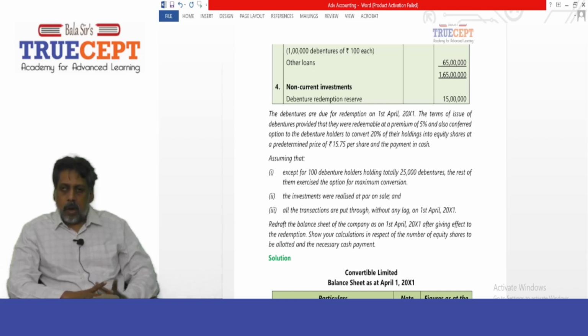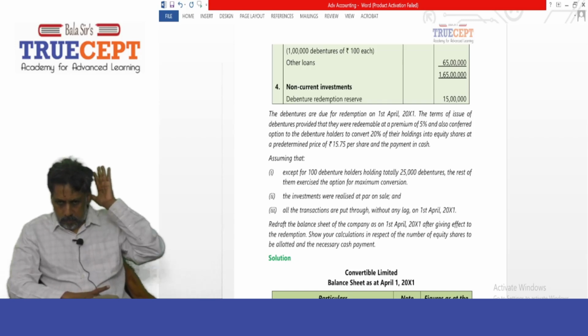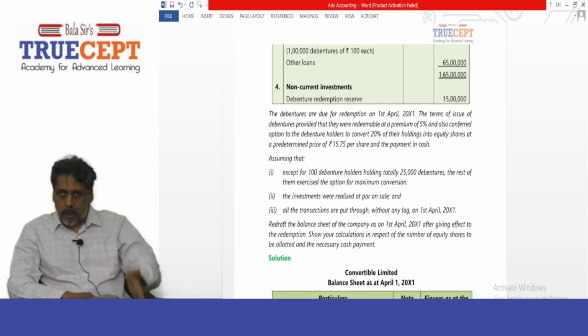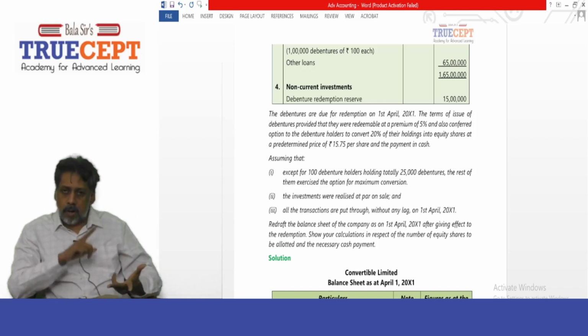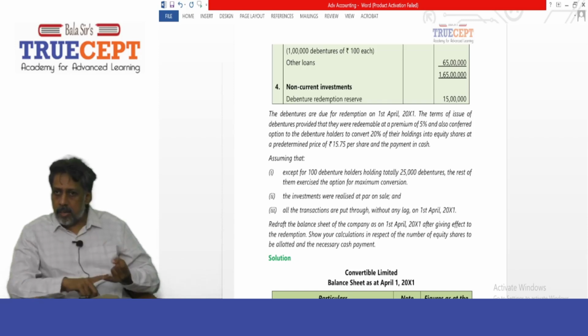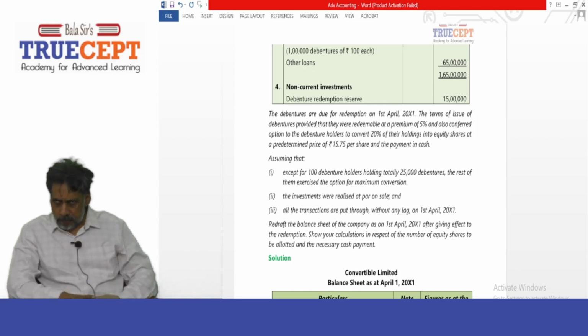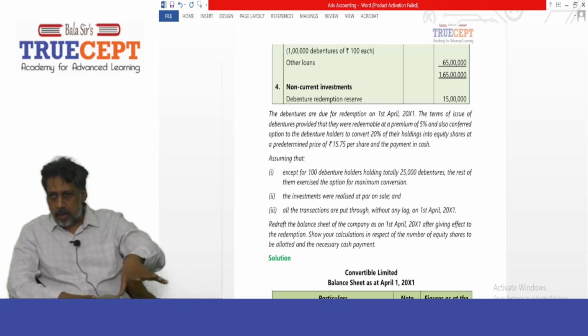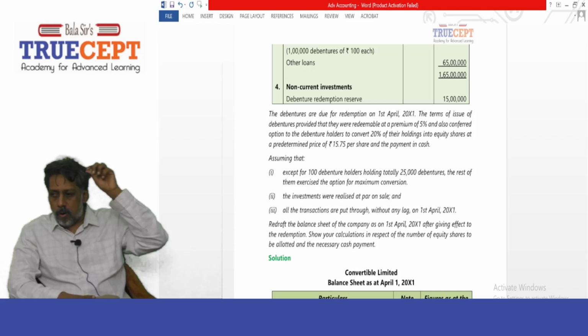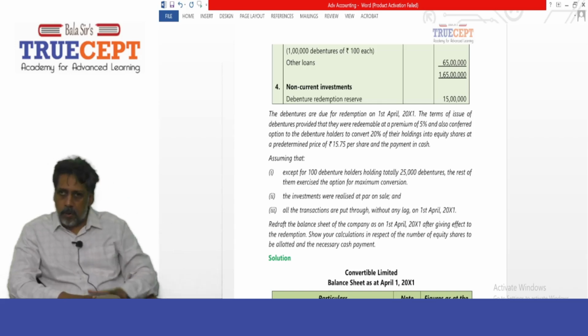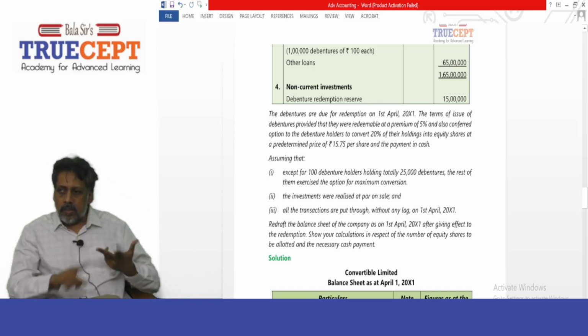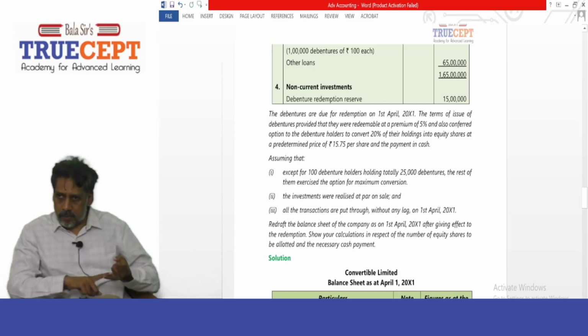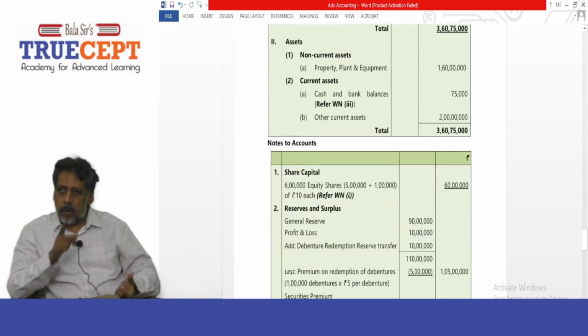Show your calculations in respect of the number of equity shares to be allotted and the necessary cash payment. This sum can come in the examination for anywhere between 10 marks and 15 marks. So please learn this sum really, really well. Do not take a chance. Go through this example really well, which I'm going to discuss now. Just say we've got to make 3 workings. Working note number 1.